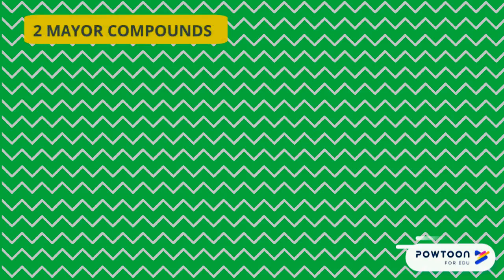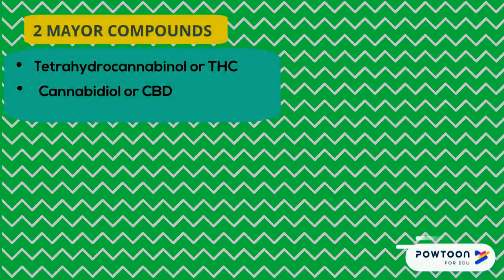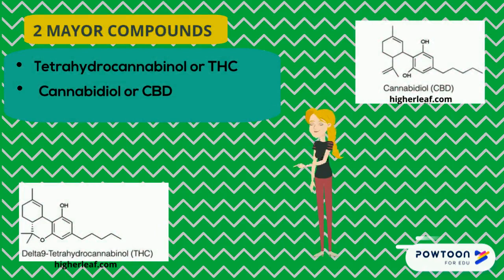Two major components are tetrahydrocannabinol, or THC, the major psychoactive ingredient in marijuana, comprising up to 30% of the cannabis plant, and cannabidiol, or CBD, which is the second most popular and well-known ingredient in cannabis.